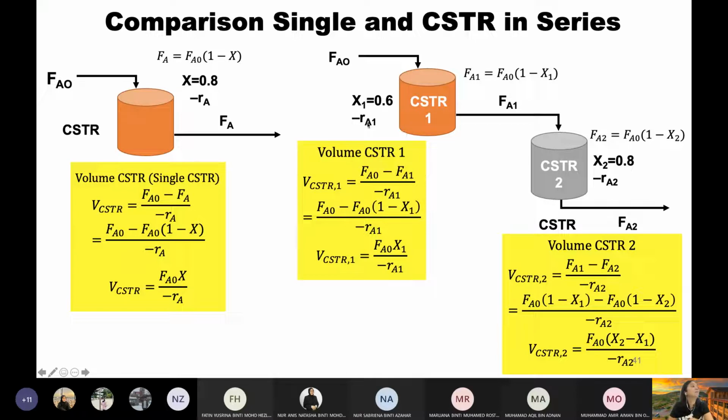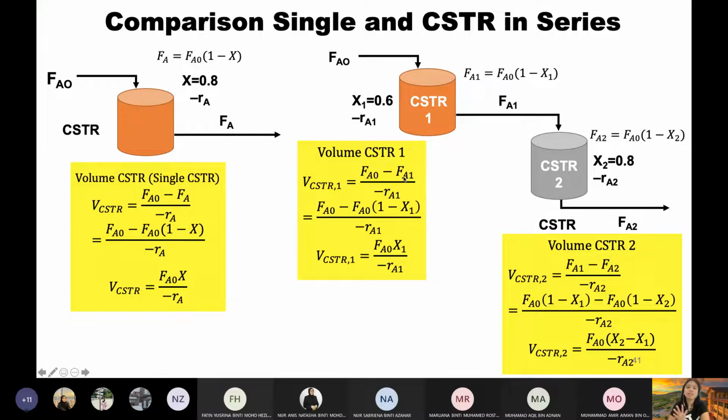First, sebab dia berlaku dalam reaktor pertama. Kedua, minus RA1 ni depends on X1. So kamu kena specify minus RA ni 1 ke 2. Sebab kalau minus RA1, it depends on X1. Kalau minus RA2 bergantung kepada X2. So clearly state minus RA1, RA2. I want to calculate for the first reactor. That's why it's minus RA1. Done. Okay, next step. Sama je.